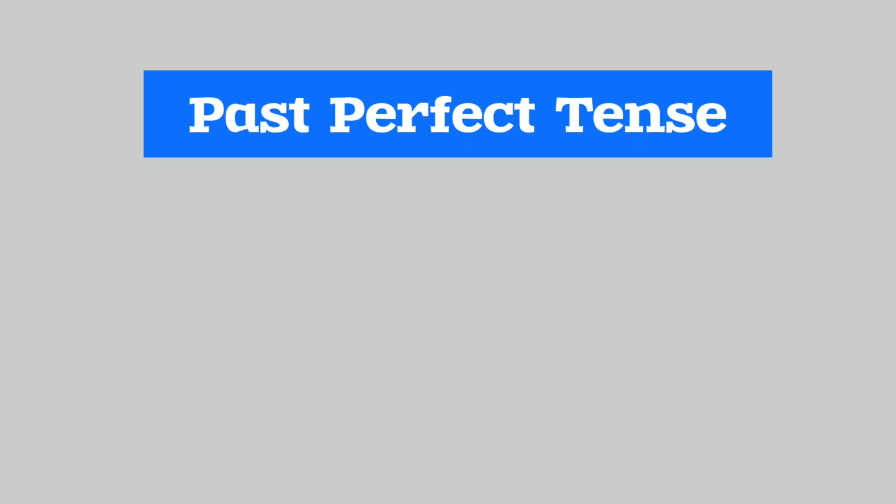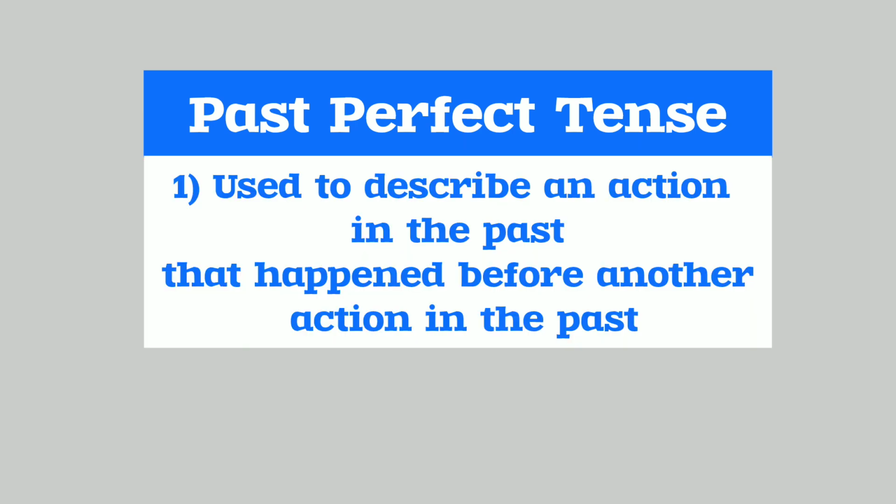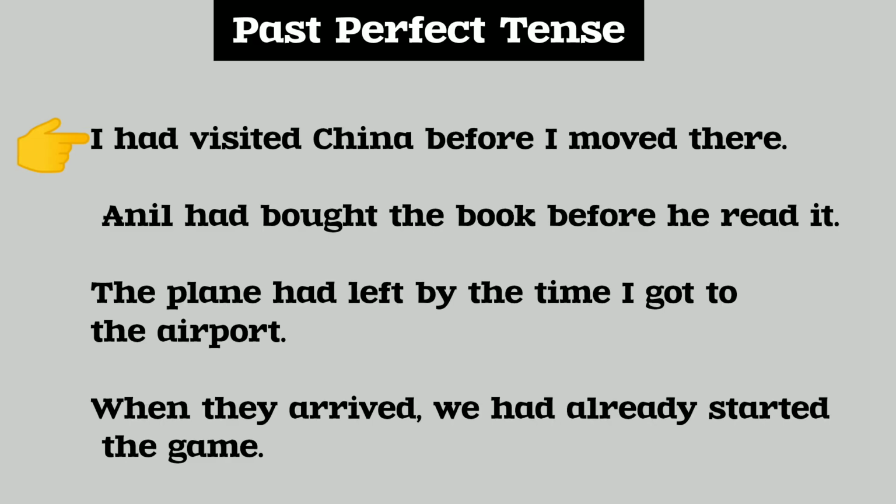First, let us take a look at the first usage of the past perfect tense. This tense is used to describe an action in the past that happened before another action in the past. Here are some examples. The first one: I had visited China before I moved there. No matter what the subject is, you have to follow with had. I had, Anil had, the Blaine had, and we had. And then we follow with the past participle of the verb.